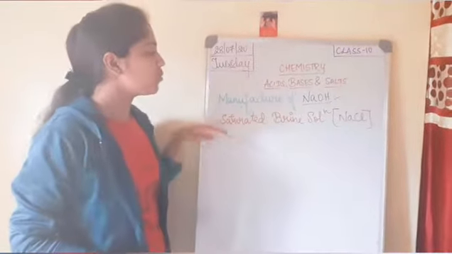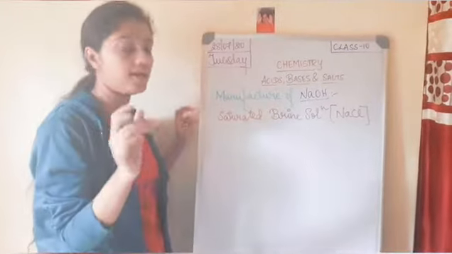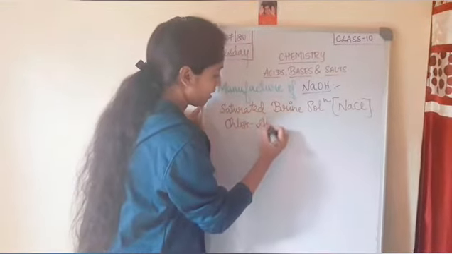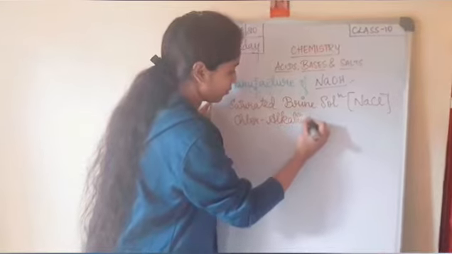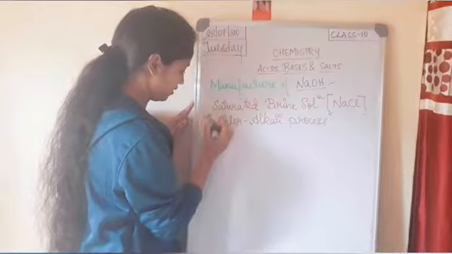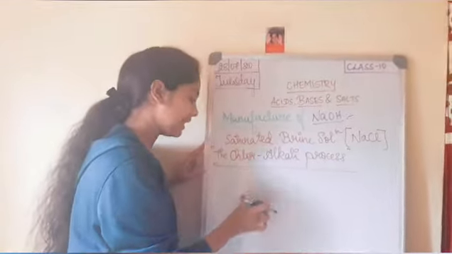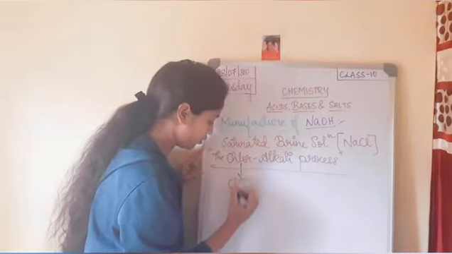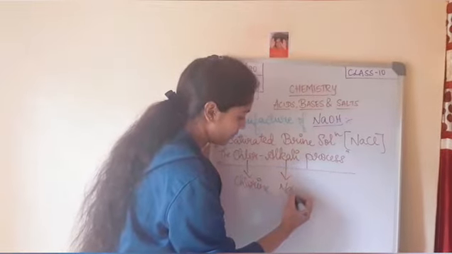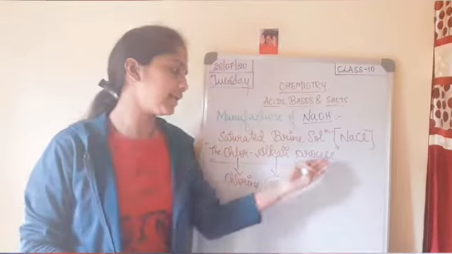So the electrolysis of NaCl is called chloralkali process. This is called the chloralkali process. Now this has got its name chlor for chlorine, and alkali for sodium hydroxide. Now that is why chlor-alkali process.